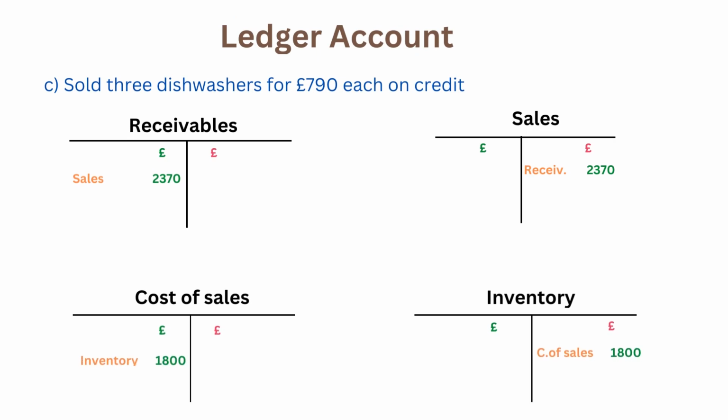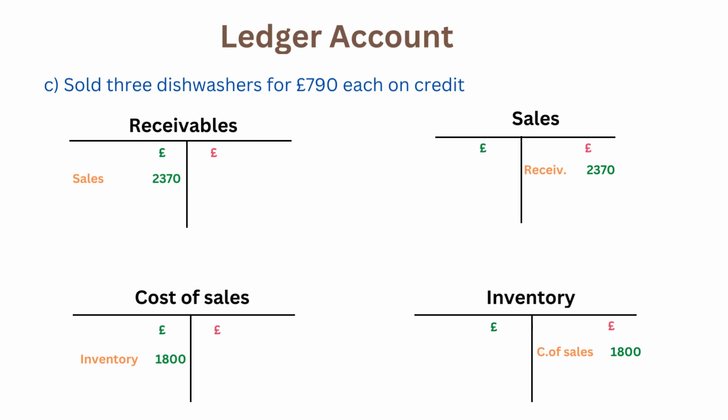Line C, we have credit sales. The business sold 3 dishwashers for £790 each. Therefore, £2,370 will be debited to the receivable account. On the other hand, the sales represent income, so this income will be credited to the sales account.